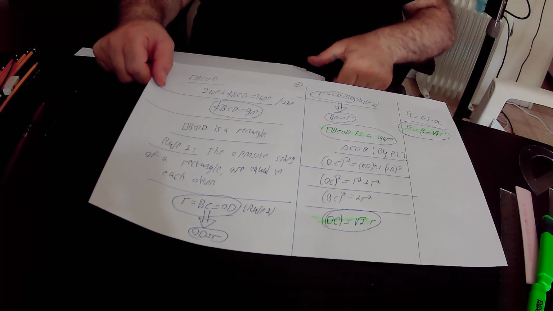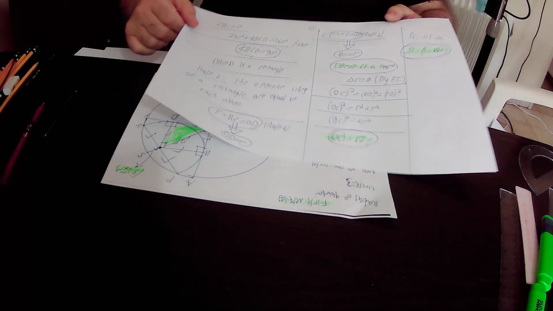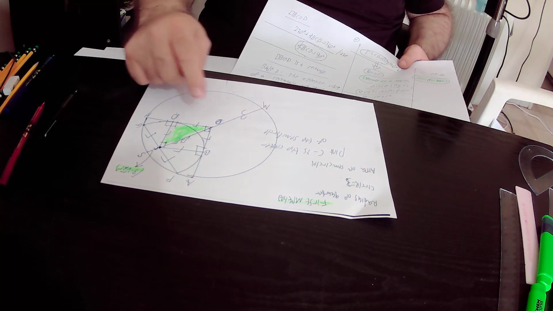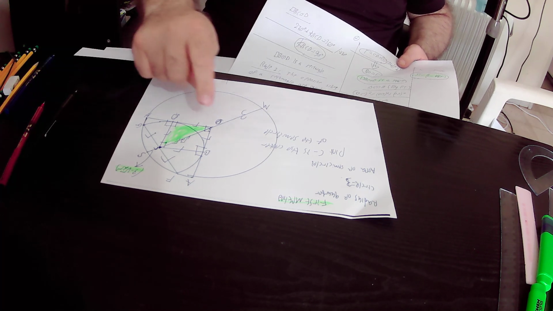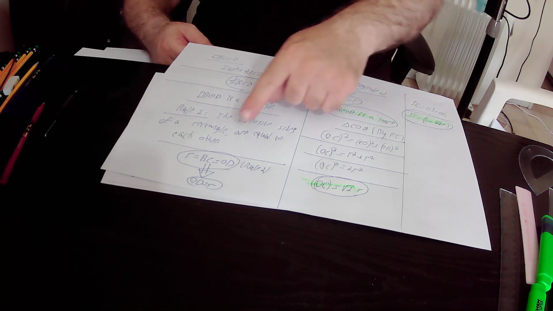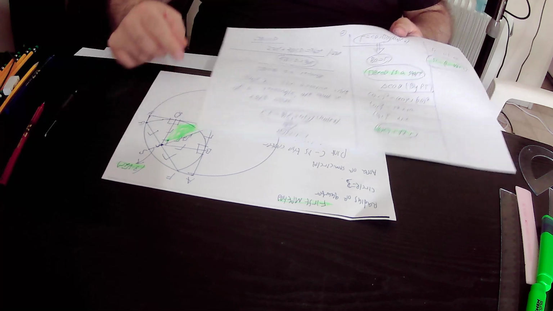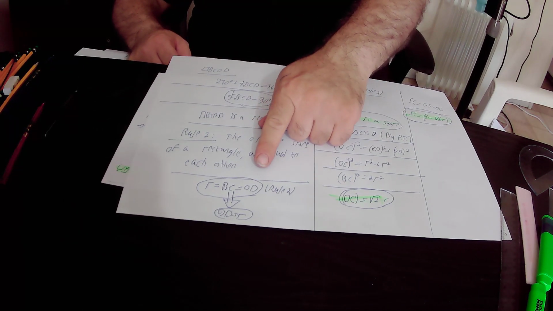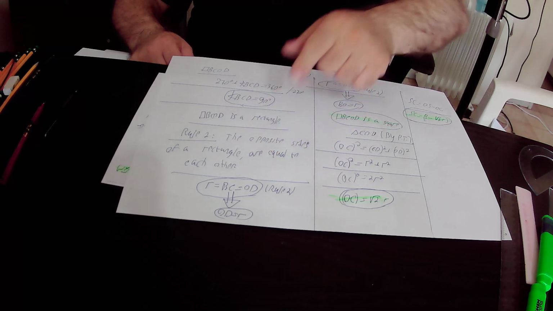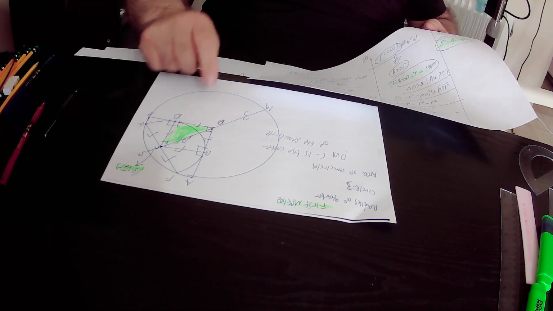Then we have rule number 2, that the opposite sides of a rectangle are equal to each other. So in rectangle BCOD, the opposite sides are equal to each other. That is to say, BC equals OD. According to rule number 2, BC equals OD, but BC equals R, the radius of the semicircle. So R equals BC equals OD. From this equation we get that OD also equals R.